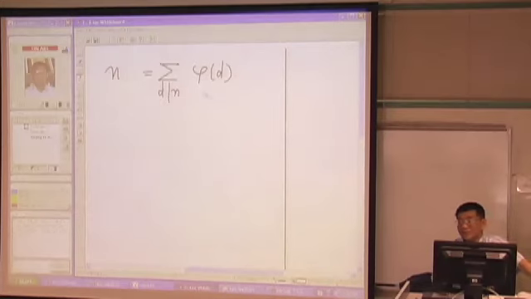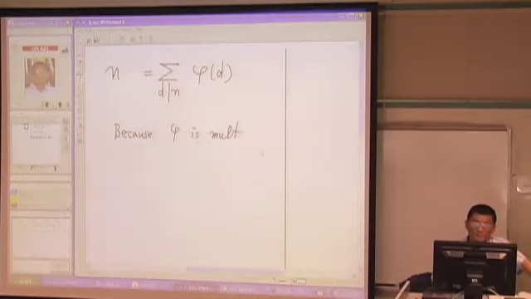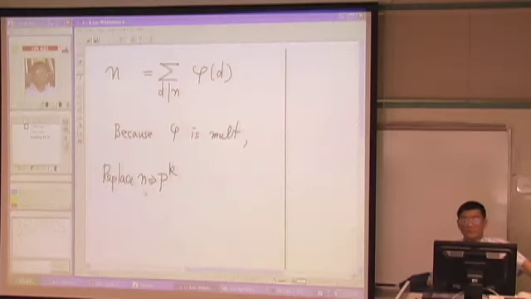If you just start with this thing, you will suffer. Why? Because finding divisors is not trivial. Right? Finding divisors is not trivial. So the thing that you need to do is, because phi is multiplicative, we can consider n equal to p to the power of k. Replace n by p to the power of k, right?